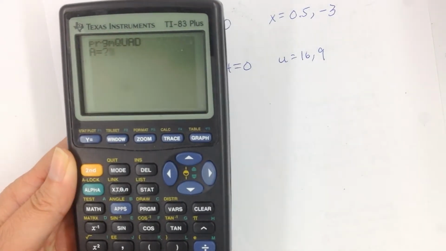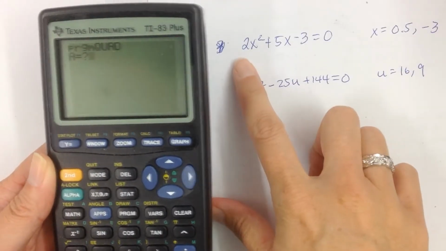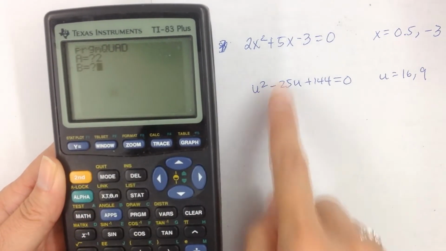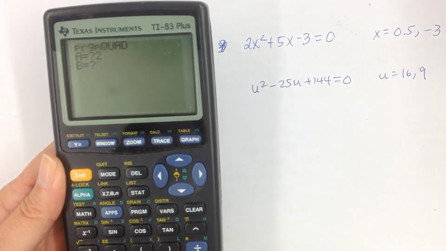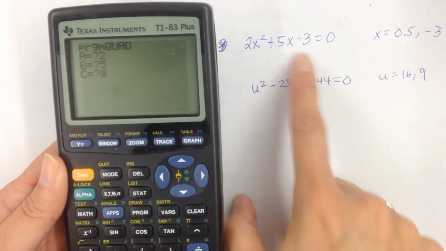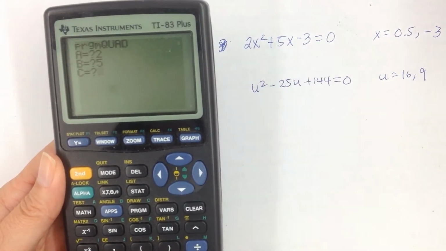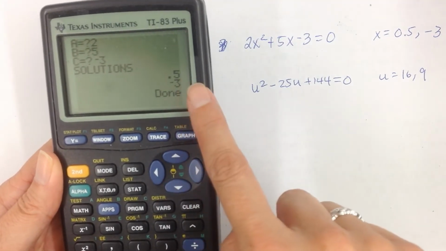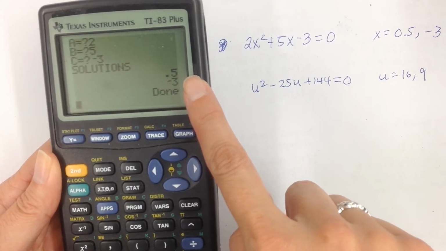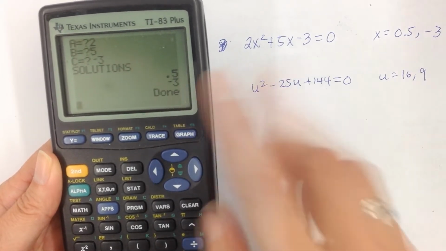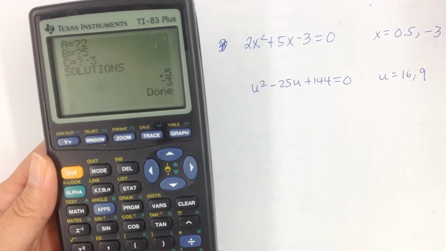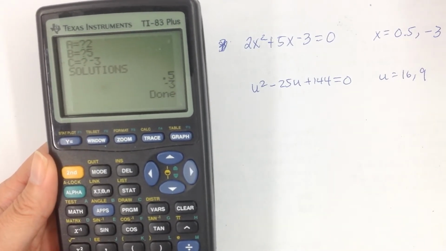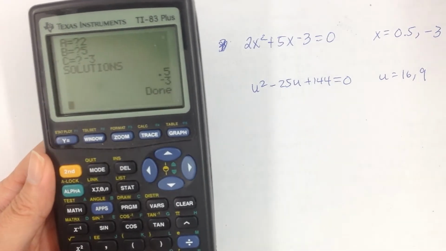And now it's going to prompt you for your A value. Well, our A value is 2, so put 2, enter. Now it's going to prompt you to enter B. Our B value is 5, so press 5, enter, and our C value is -3. So put -3, enter, and oh my goodness, look, it solved it for us. X is 0.5 and -3. If you got 0.5 and -3, you did it correctly. If you got something else, it'll give you an error or the wrong number, and you have to go back and find the error.